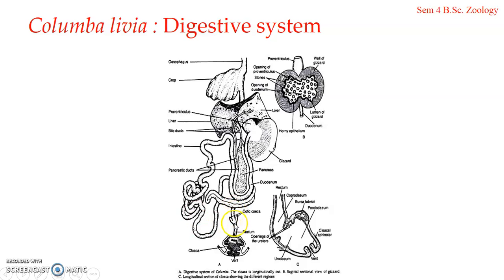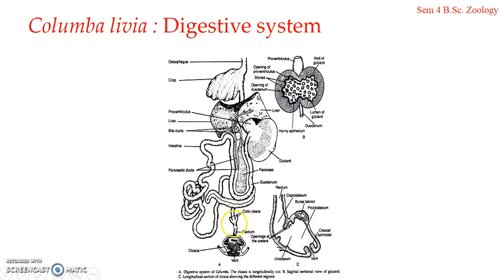Finally, we have the hind gut or the proctodeum. The slender ileum continues into a large intestine of similar diameter. The junction of ileum and large intestine is externally marked by the presence of a pair of small conical blind pouches. It is otherwise referred to as the rectal ceca, or you can see here colic ceca. These are the structures.